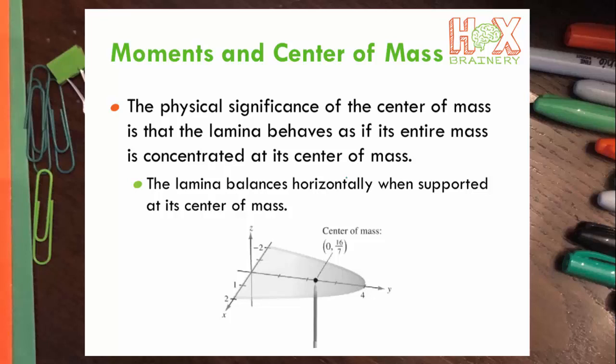So if you have this lamina here, and where it's darker, the shading is darker, that's where it's denser, then basically this right here is the center of mass, and you can basically balance that lamina at that point. So it's not going to rotate in any direction. So it won't be rotating at all about the y-axis or about the x-axis in either of those directions. It will just be balanced there.